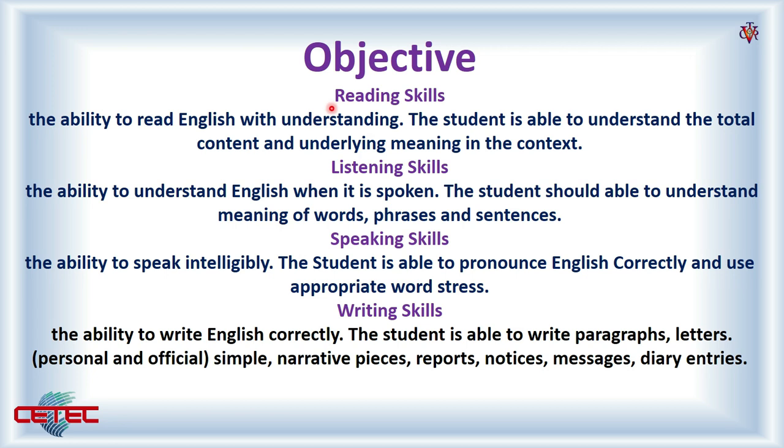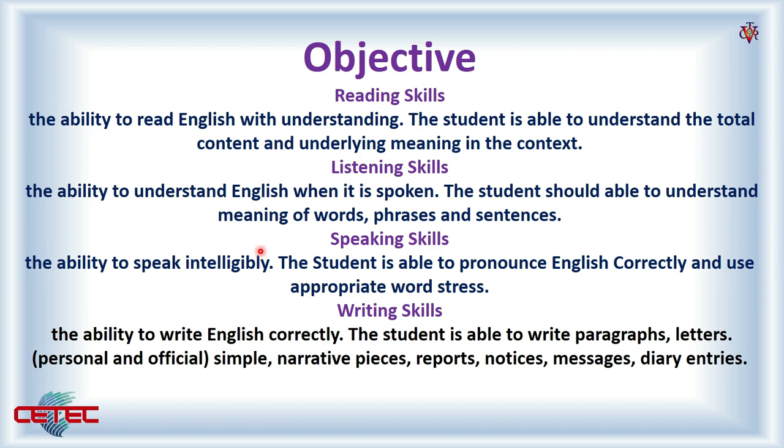Our objective in reading skills: the ability to read English with understanding. The student is able to understand the total content and underlying meaning of the context. Listening skills: the ability to understand English when it is spoken. The student should be able to understand the meaning of words, phrases, and sentences.